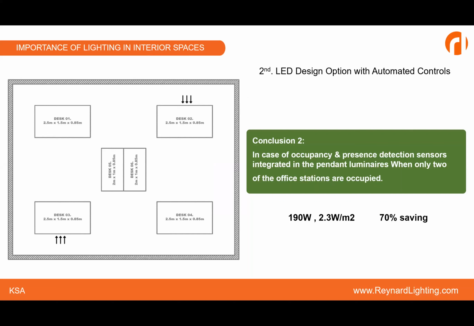So in this scenario, if there are only 2 people occupying their workstations, the power will reduce to 190 watts, and the light power density will be 2.3 watts per square meter only, and that will achieve 70% saving compared to the base case.